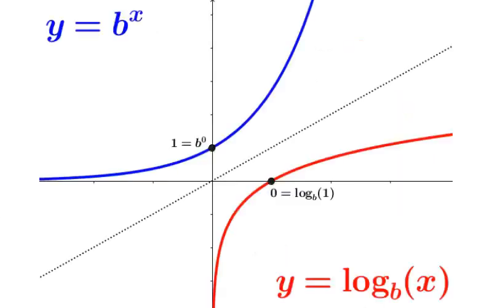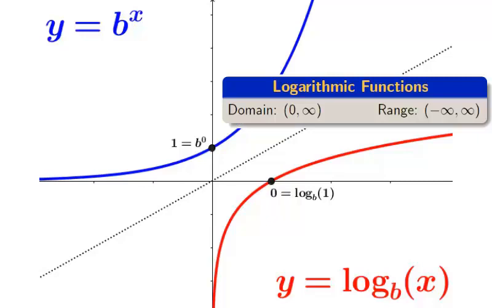Logarithmic graphs are reflections of exponential graphs about y equals x, since logarithms and exponentials are function inverses. The domain of the logarithmic function results from the range of the exponential function. So the domain is restricted to the open interval 0 to infinity. Since exponentials have a horizontal asymptote y equals 0 as x approaches negative infinity, the logarithm function has a vertical asymptote at x equals 0. The function approaches negative infinity as x approaches 0 from the right.